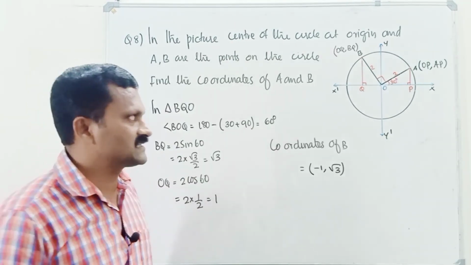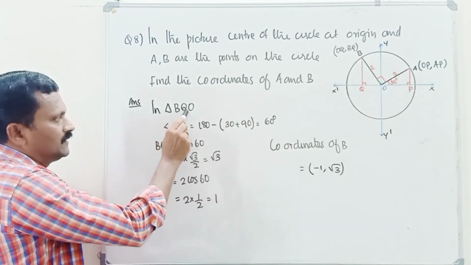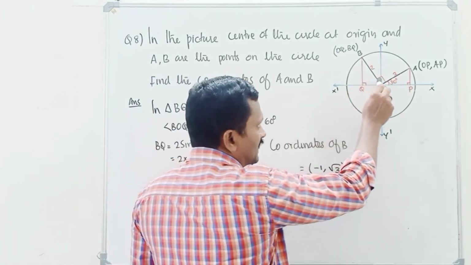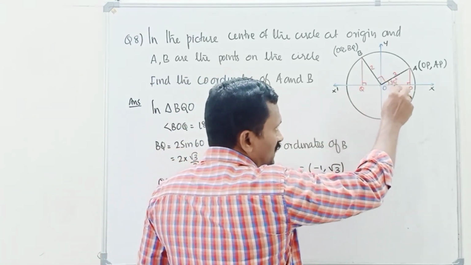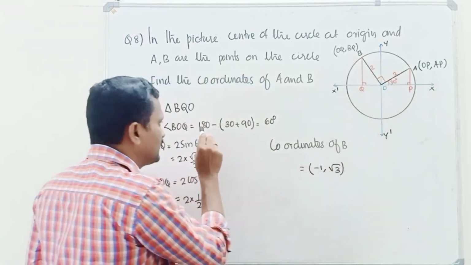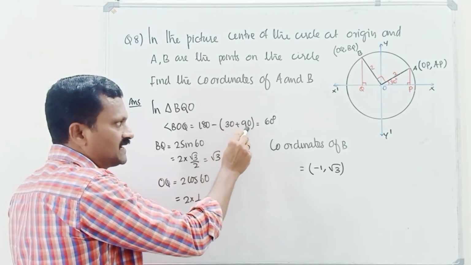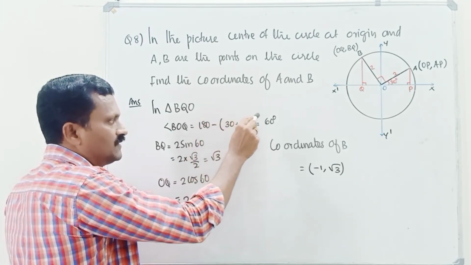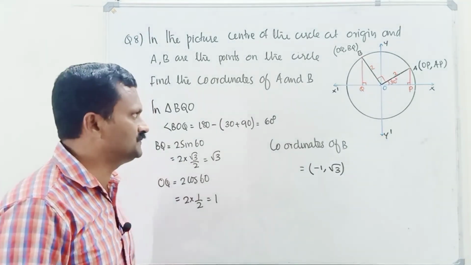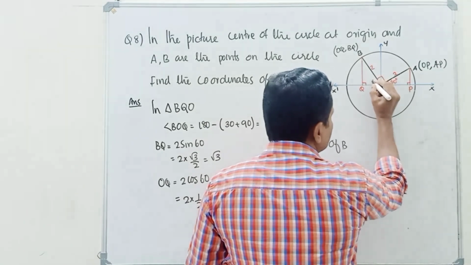Next we consider the triangle BQO. In triangle BQO, angle BQO equals, what about angle BQO? Together this forms a linear pair. The two angles in it are known, that is 180 minus of 30 plus 90. 30 plus 90 is 120. 180 minus 120, that's equal to 60 degree. Can you follow? This angle equals 60 degree. Angle at O is 60.